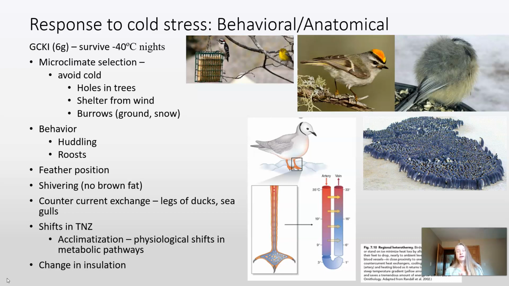What's really cool to think about is how well birds can tolerate really cold temperatures. I'm going to start out with this example. This is a golden crowned kinglet. These guys should be coming down any time now. They actually spend their winters here. They can also spend their winters in Maine.